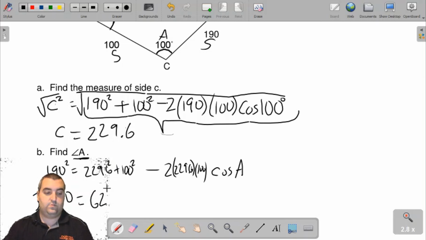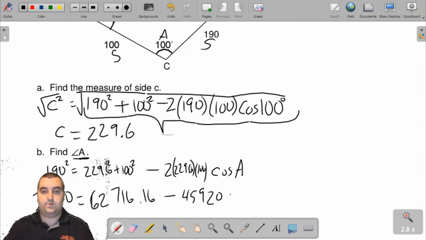So 62,007. Ooh, that was ugly. Let's try that again. 62,716.16 minus, and I'm going to do the 2 times 229.6 times 100, and that I'm going to get 45,920, and we still have it multiplied by the cosine of A.